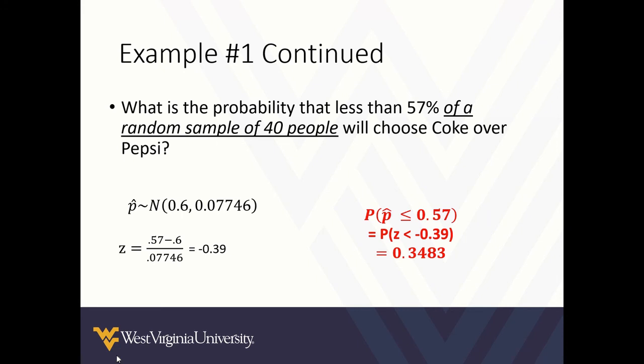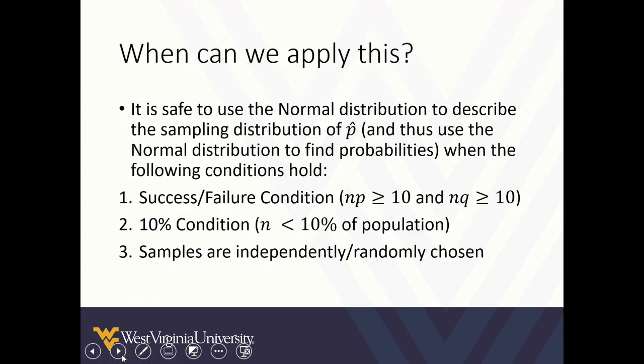Then, as I said before, it's old hat. We'll do the probability of p hat less than or equal to 0.57, which will equal the probability of z less than negative 0.38. Using our z table, we'll get a probability of 0.3483. And so that's pretty much what we need to know about the sampling distribution of proportion.